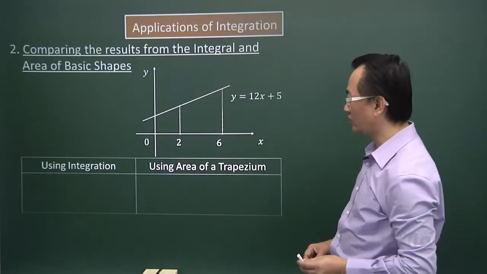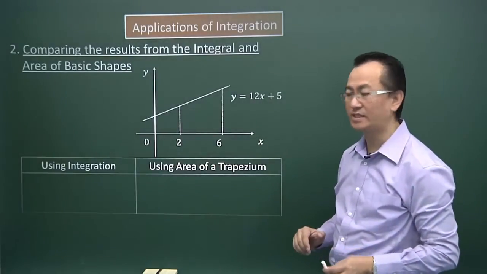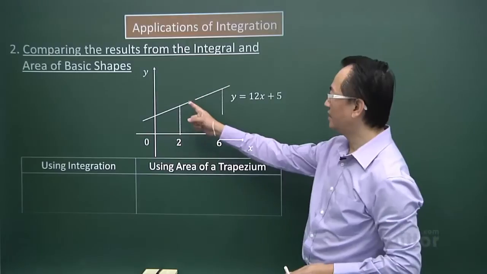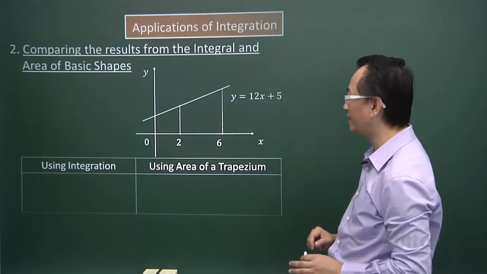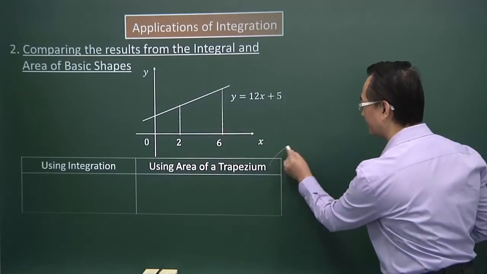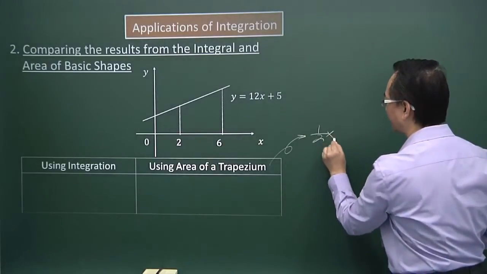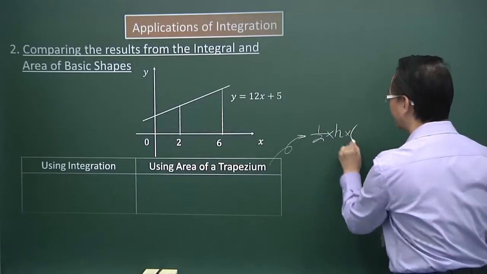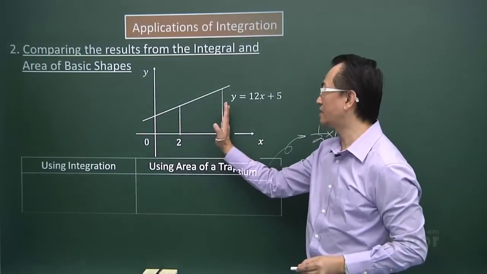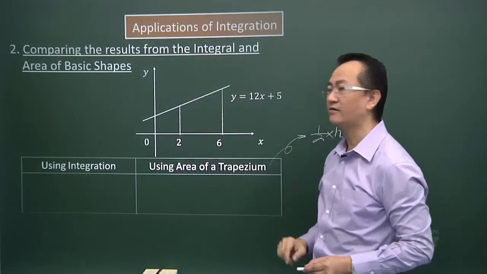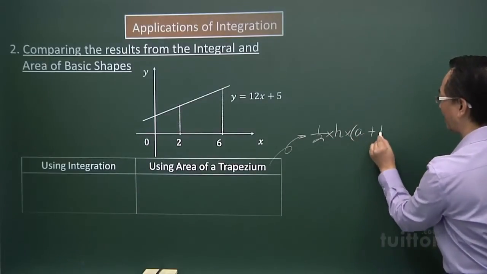So there are two ways to do it. I'll first look at the way we normally do without integration. Since this is the shape of a trapezium, the area of a trapezium is given as half times the height times the sum of two parallel sides. These two limits, or these two vertical lines, are the one A, the other one B.